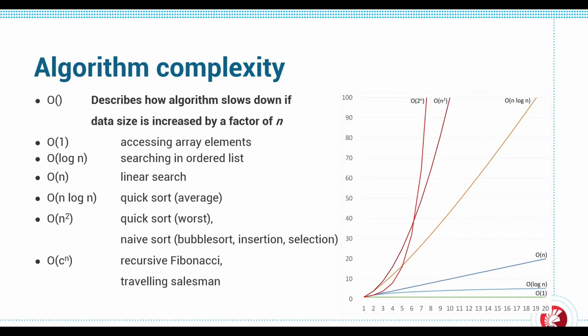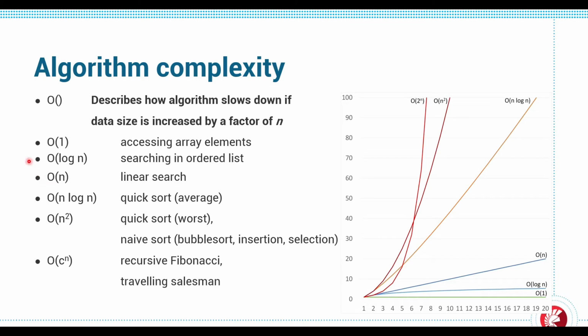Then the next very typical example is O of n. If you have n elements and you want to find one and they are not sorted or something, you have to check them one by one. So in the worst case, you have to check all n elements to find the correct one. So linear search is, we say, of order O of n.